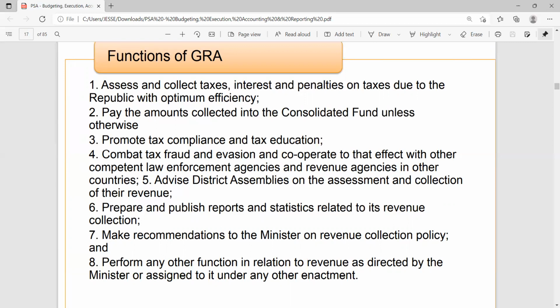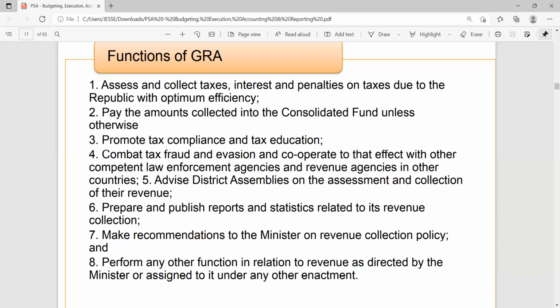They also promote tax compliance and tax education to ensure that people comply with the tax laws. Number four, they combat tax fraud and evasion and cooperate to that effect with other competent law enforcement agencies. They combat tax fraud. Number five, they advise district assemblies on the assessment and collection of their revenue. So anything with regards to tax management, tax collection, and tax administration is within the purview of the Ghana Revenue Authority. They also prepare and publish reports and statistics related to its revenue collection.